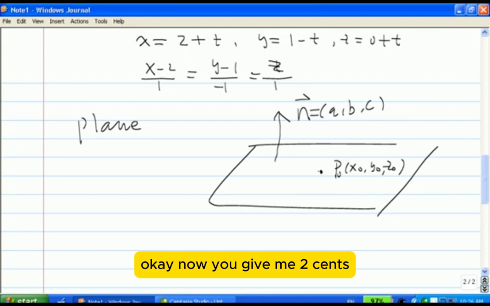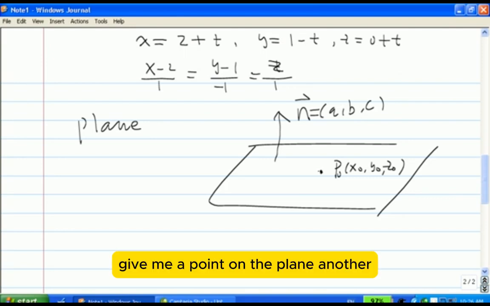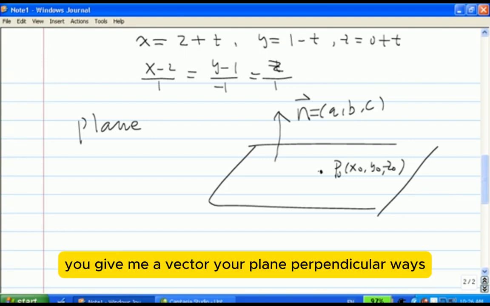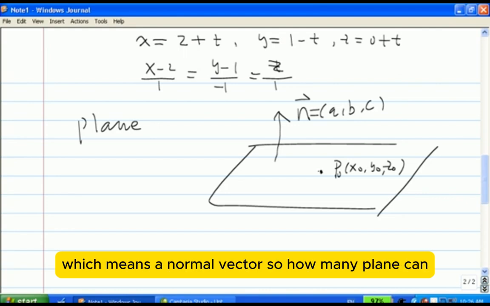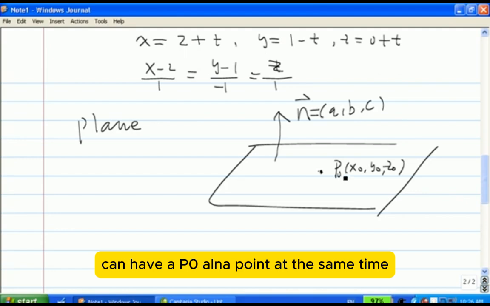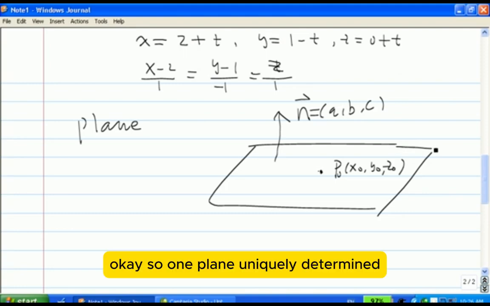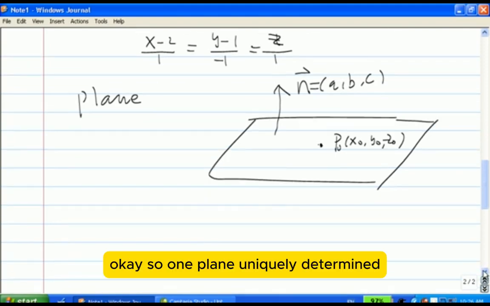Now, you give me two things. One is the point your plane contains, a point on the plane. Another is a vector your plane is perpendicular to, which means the normal vector. So how many planes can have P0 on it and at the same time be perpendicular to the given vector n? Obviously only one such plane. So one plane is uniquely determined.